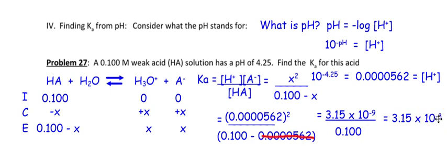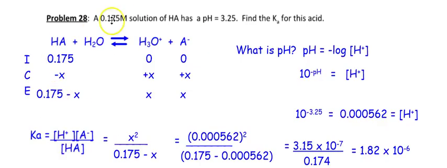All right, so let's see what problem 28 is. A 0.175 molar solution of HA has a pH of 3.25. Find the Ka for this acid. Why don't you work on this? So pause this, do it, and only when you're done, come back and see how you did, all right? So go ahead and pause this. All right, how'd you do?